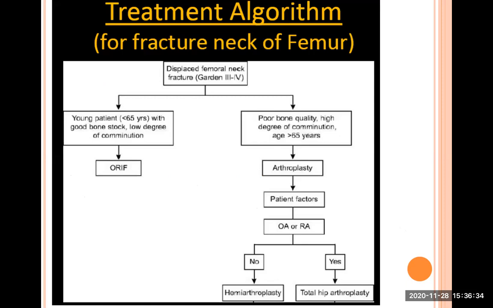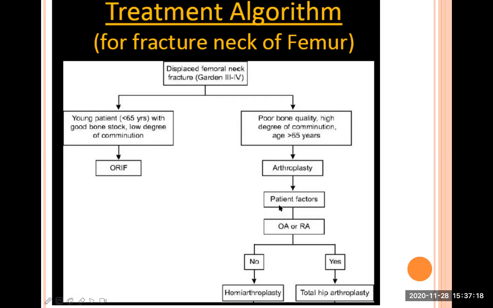Now, at the end, this is the treatment algorithm for fractured neck of the femur. We have done this so many times, but for the last time, let's repeat this again. This is Garden 3 and Garden 4 types of femoral neck fracture. If a patient is young, that is less than 65 years, with good bone stock, low degree of comminution, we go for ORIF. That means the grade of osteoporosis is not that high. And in case of older age, that is more than 65, or poor bone quality or osteoporotic bone and high degree of comminution, you go for arthroplasty, either hemiarthroplasty or total hip arthroplasty.